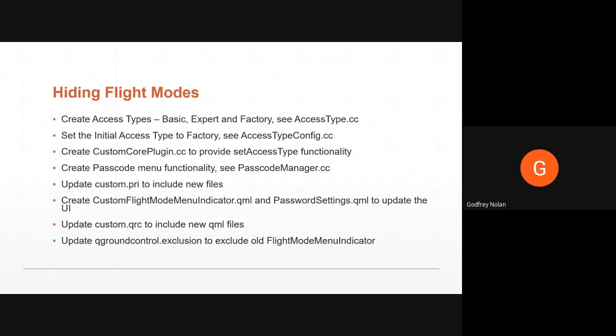And then for user interface changes, we have our own version of a flight mode menu indicator and our password settings.qml. And then we update the custom QRC to include the new QML files, and then our QGroundControl exclusion to exclude all the flight mode menu indicators. So the difference between this and what we did in part one is we now have some C++ files going on that we didn't have in the first place.